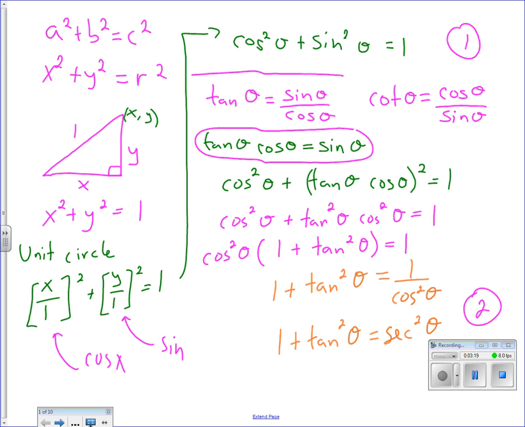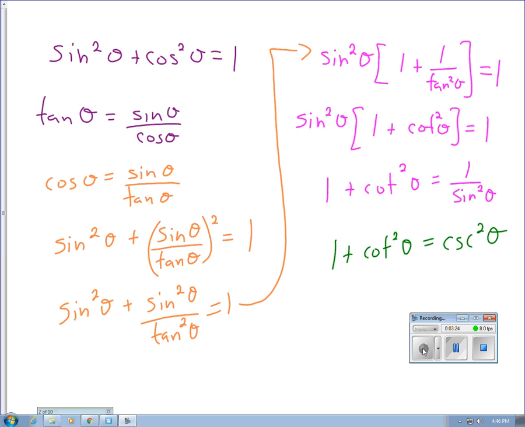Let's look at what else I can do with the starting trig ratio. So I still have the sine squared statement, and I'm going to take my tan theta statement, and instead of solving for sine, I'm going to solve for cosine. Solving for cosine isn't nearly as nice. Cosine theta is equal to sine theta divided by tan theta. But it gives me a substitution for cos theta, which apparently is cool.